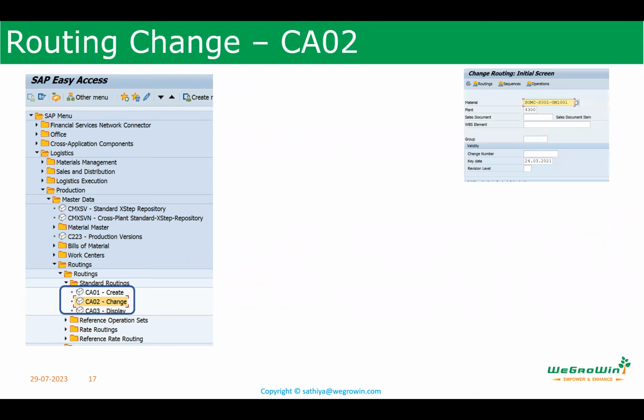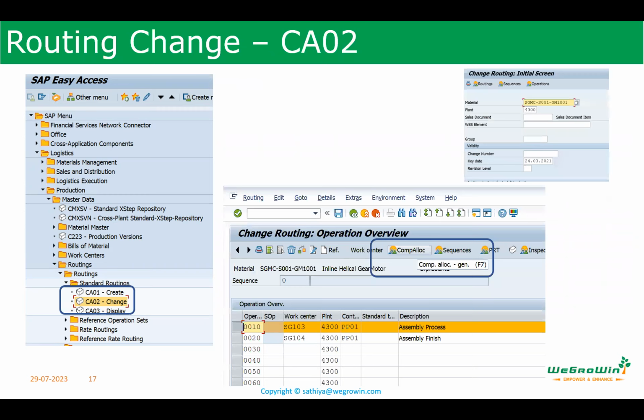Now, if you want to change anything in the routing, the transaction is CS02. While explaining CS02, I am also coming to the component allocation change. By default, components will be going to operation 10. Now you want to change the component allocation to a different one. So for that, I select the particular operation here and then go to the component allocation here.